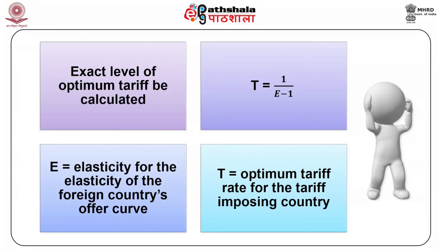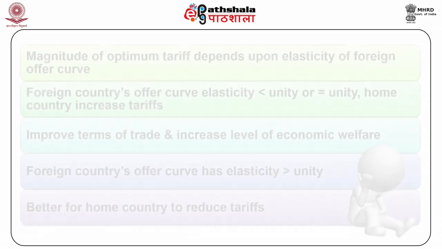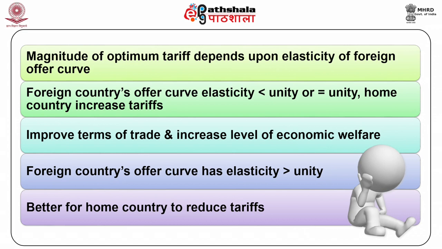The exact level of optimum tariff can be calculated with the help of the following formula. T is equal to 1 upon E minus 1, where E stands for the elasticity of the foreign country's offer curve and T stands for the optimum tariff rate for the tariff imposing country. The magnitude of the optimum tariff depends upon the elasticity of the foreign offer curve. As long as the foreign country's offer curve elasticity is less than unity or equal to unity, the home country can impose or increase tariffs and thus can improve its terms of trade and increase its level of economic welfare. On the other hand, if the foreign country's offer curve has elasticity greater than unity, it will be better for the home country to reduce tariffs.